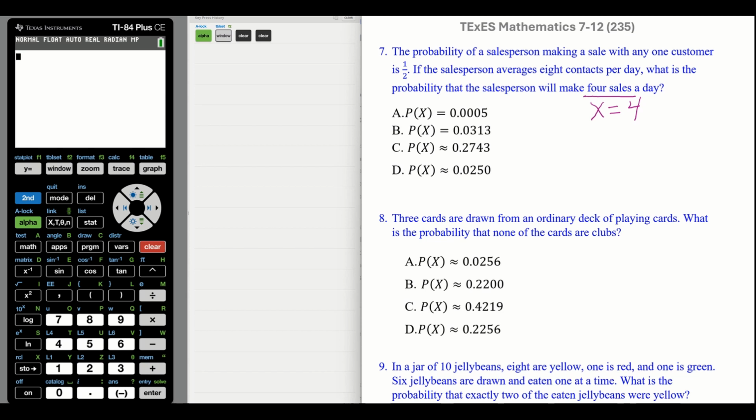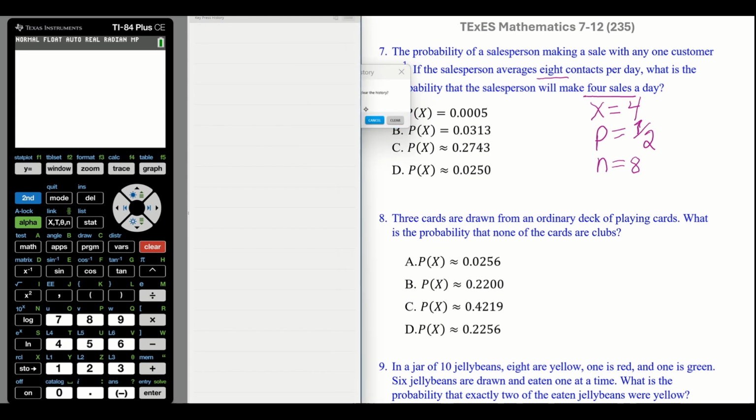Our P equals 1/2, and then we need our number of trials, 8 contacts, again, 8 possible people to talk to. Okay, so we know that, oh, let's clear this out. This is for something else. We don't want that. Okay, so what buttons are we pushing?